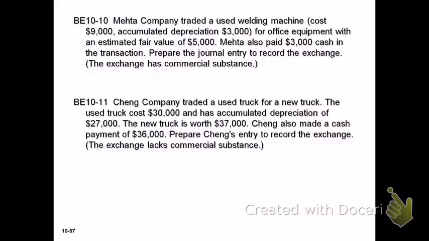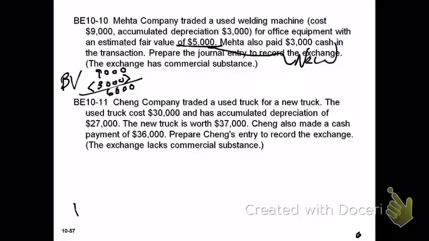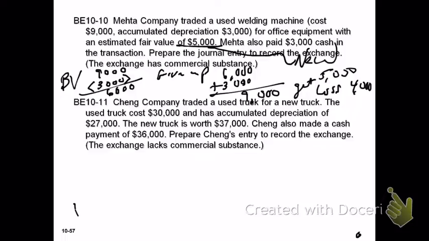So here's two examples from the textbook, BE 1010 and 1011. So Maheta Company is trading in a welding machine, and the book value is $6,000. They're getting office equipment with a fair value of $5,000, and they're also paying cash of $3,000. So they're giving up a $6,000 book value plus $3,000 cash. So they're giving up $9,000, and they're getting $5,000 back. So there will be a loss of $4,000 in here when we record this.